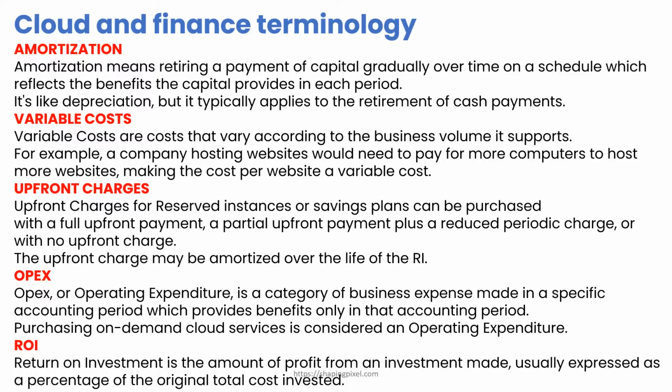OPEX, or operating expenditure, is a category of business expense made in a specific accounting period which provides benefits only in that accounting period. Purchasing on-demand cloud services is considered an operating expenditure. ROI, return on investment, is the amount of profit from an investment made, usually expressed as a percentage of the original total cost invested.